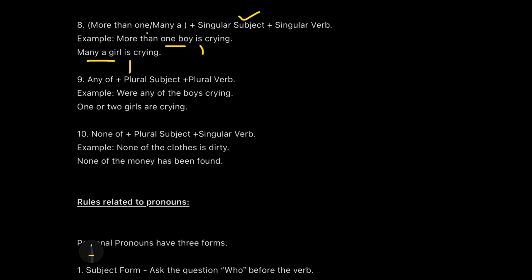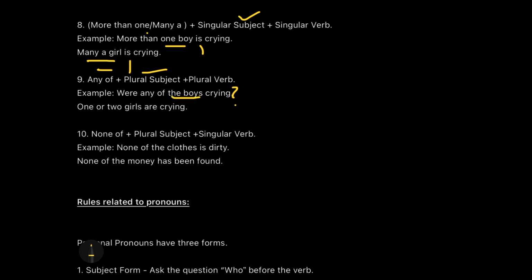Moving next, we have the 9th rule which says any of. So if your statement is having any of, and with that we have a plural subject, so we'll go with the plural verb. Like, were any of the boys crying? Question mark. So here we are talking about boys, right?